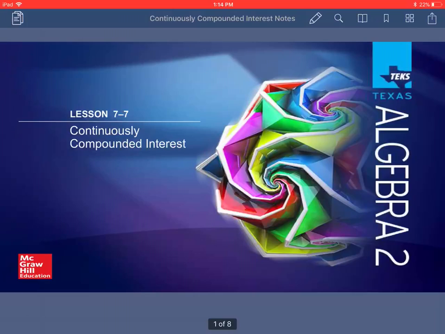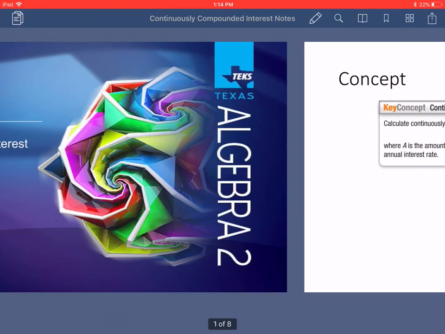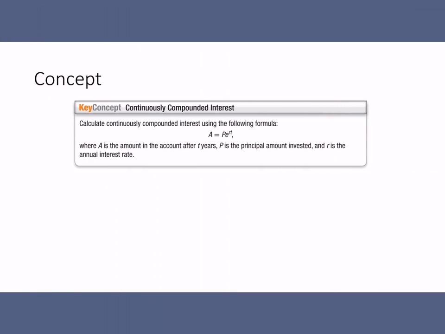Okay, so we are talking about continuously compounded interest today. That means that interest is being accumulated nonstop. We have a special formula, and that formula is A equals P times e raised to the rt power.